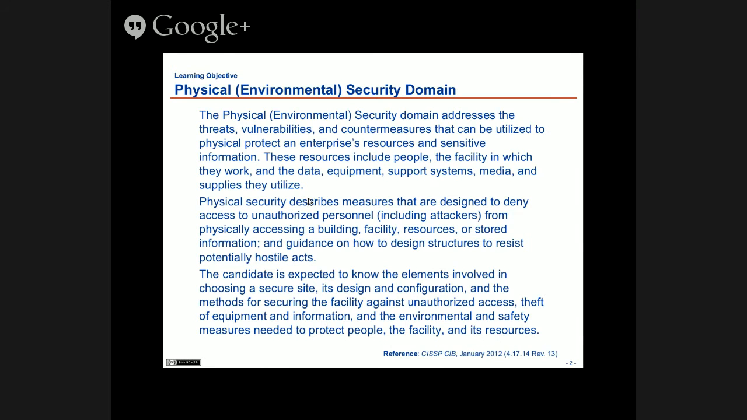Now, this particular domain addresses threats, vulnerabilities, and countermeasures that can be utilized to physically protect enterprise resources and enterprise information. A lot of times when we think about cybersecurity or security in general, we forget about the actual physical securing of assets, whether it's protecting people, the facility, or other associated resources. We forget about guns, gates, and guards, as we like to say in the military. It's important to think about those aspects. You can have all the firewalls, routers, and intrusion detection devices that you may need from a technical standpoint, but securing a facility is yet another item to think about.